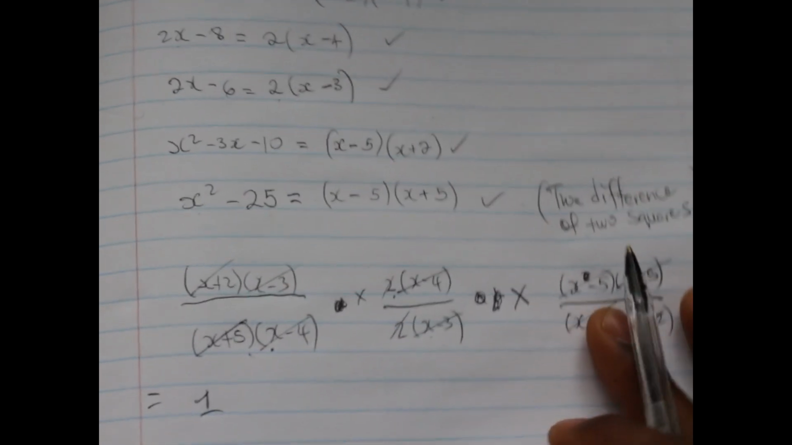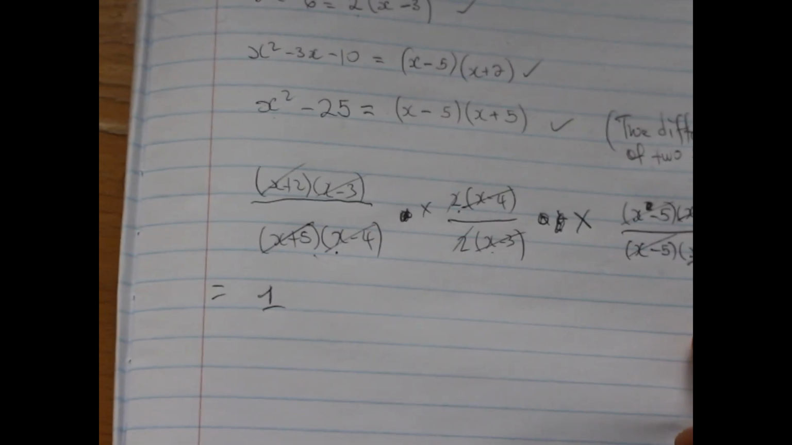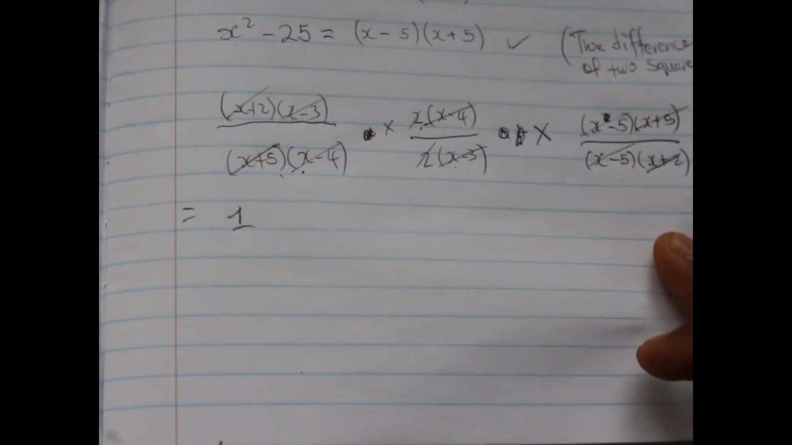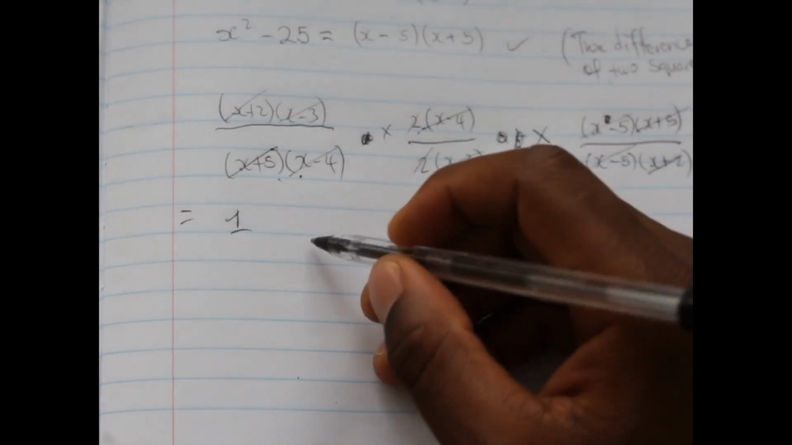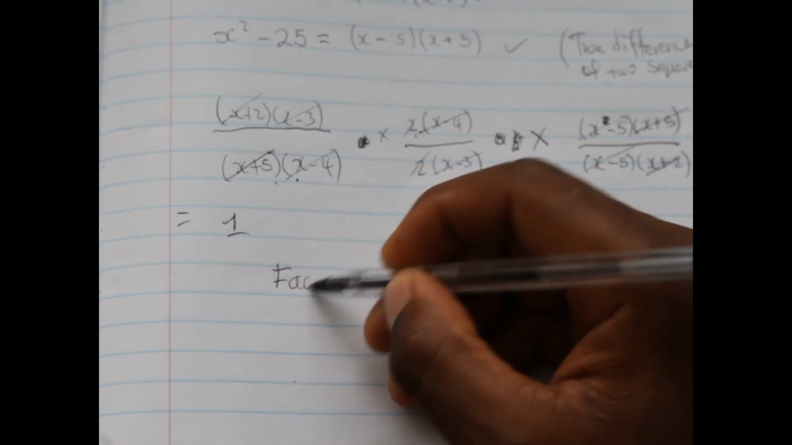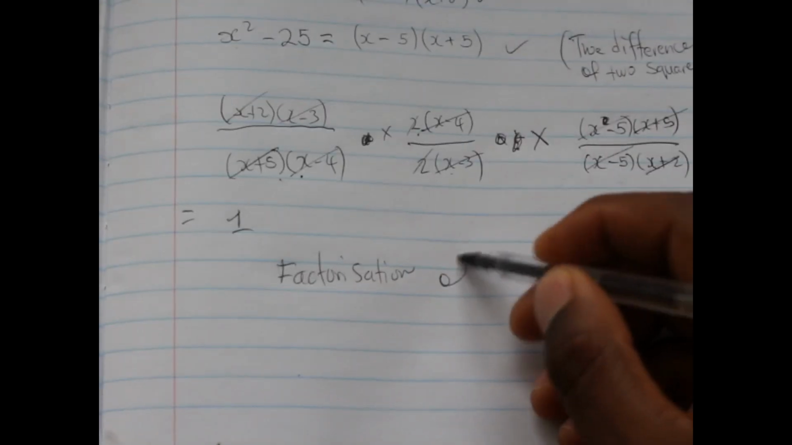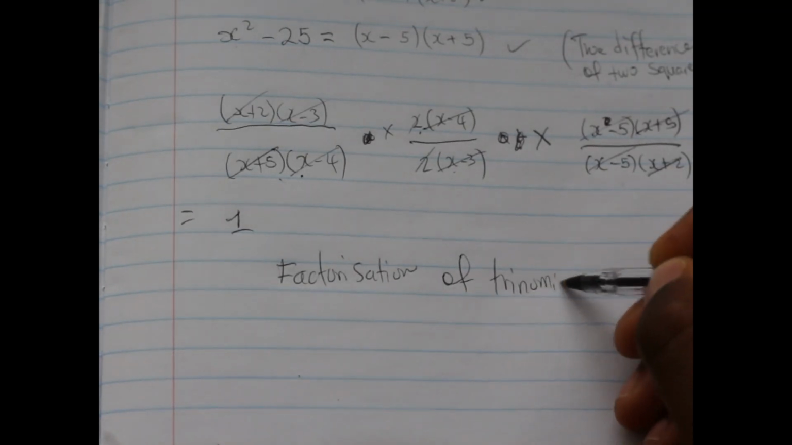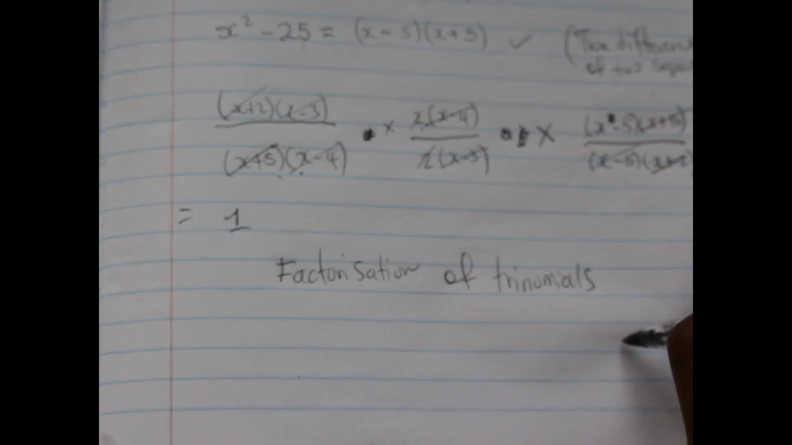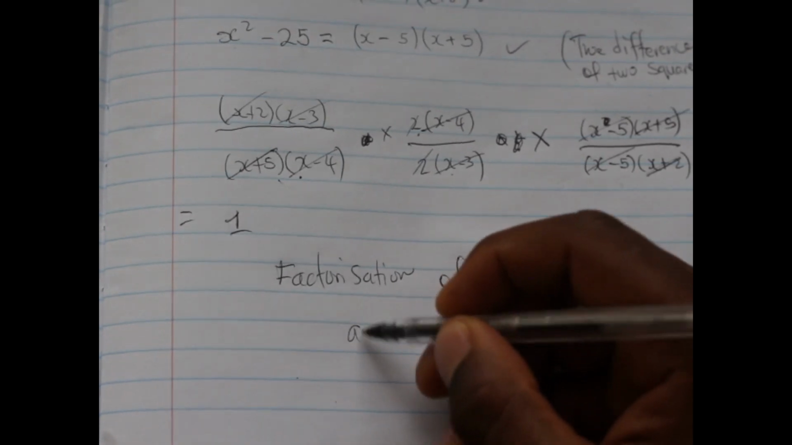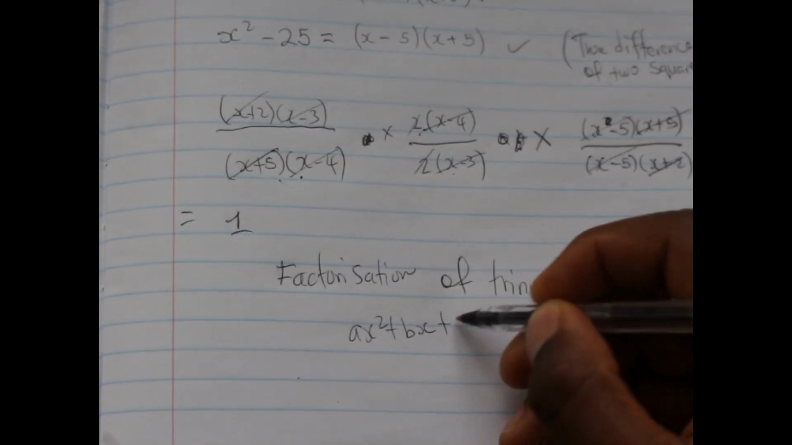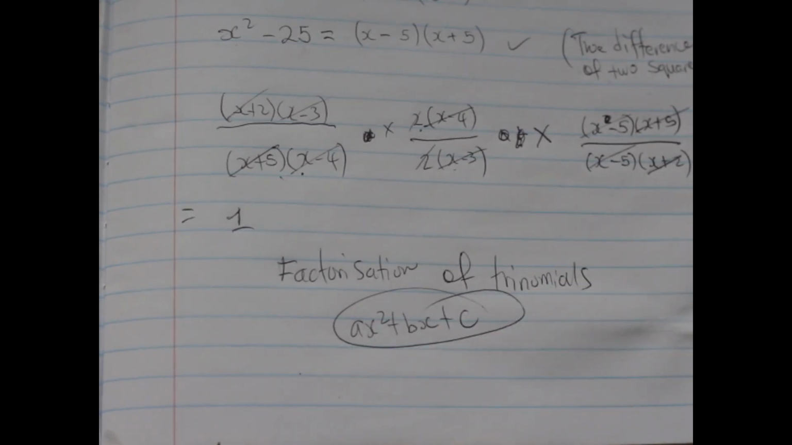If you found it a bit difficult to understand the things that we've been doing here, here's what I would suggest. Go and study factorization of trinomials. By a trinomial we mean ax squared plus bx plus c. This is the type of factorization that you need to focus on. That's the most important thing.